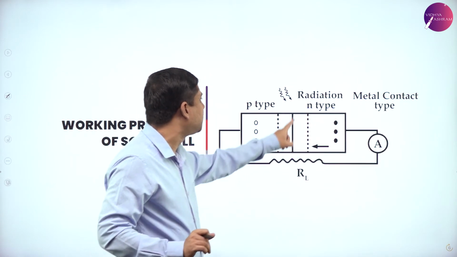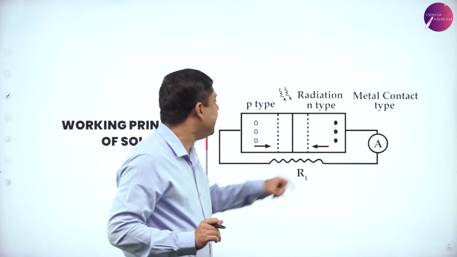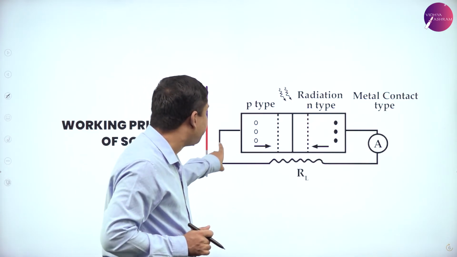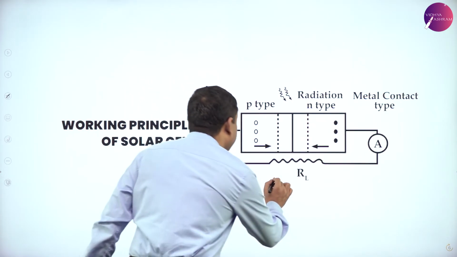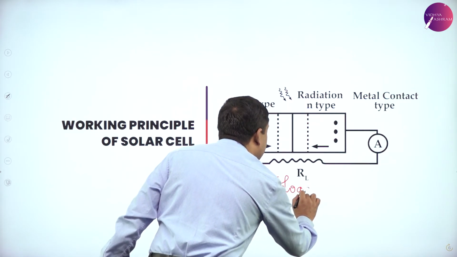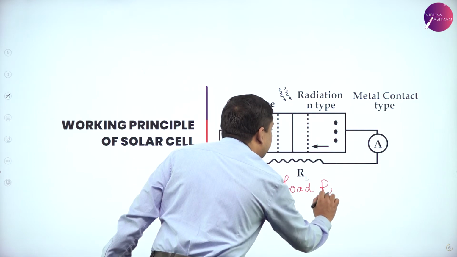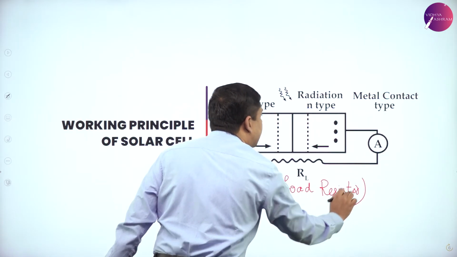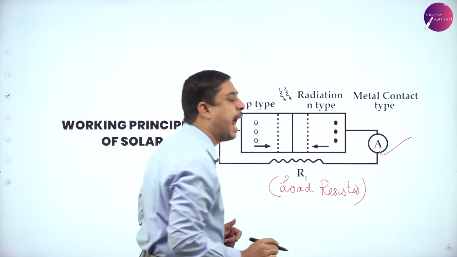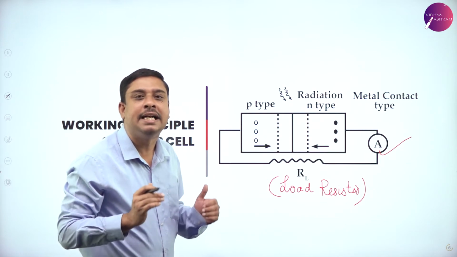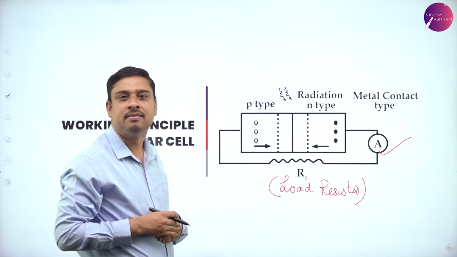P-type holes, N-type electrons. Now if you observe, both of them are connected to a load resistor, and here is an ammeter that will measure the current generated.